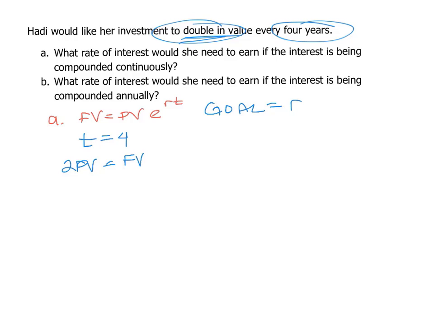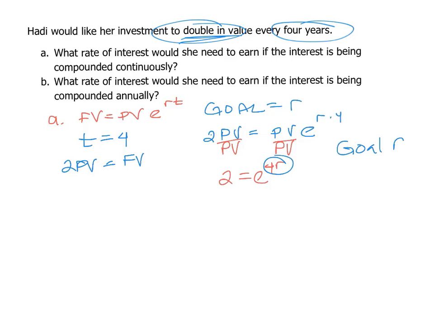So if we plug everything into our equation, we have 2 times our present value, because it's doubled, equals present value e to the r times 4. I can divide both sides by this present value, and I have 2 equals e to the 4r. My goal, remember, is to find r. R is stuck up in the exponent, so once again we can log both sides. So we're going to have natural log of 2 is natural log of e to the 4r.